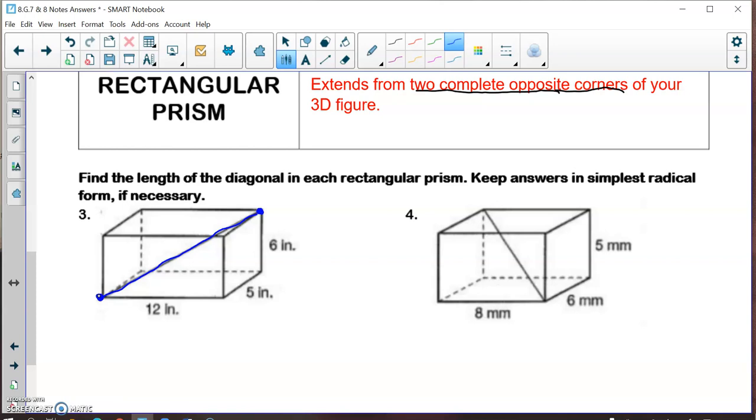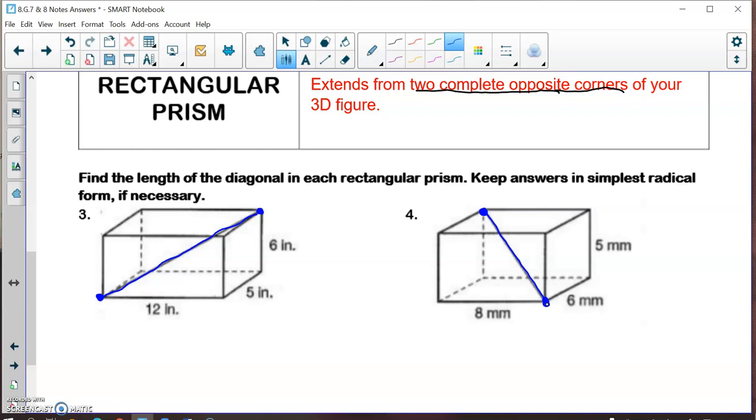They decided to start this diagonal at the top, back, left corner. And the complete opposite of top is bottom, of left is right, and of back is front. So they ended the diagonal at the bottom, left, front side of our rectangular prism. It goes through the rectangular prism.